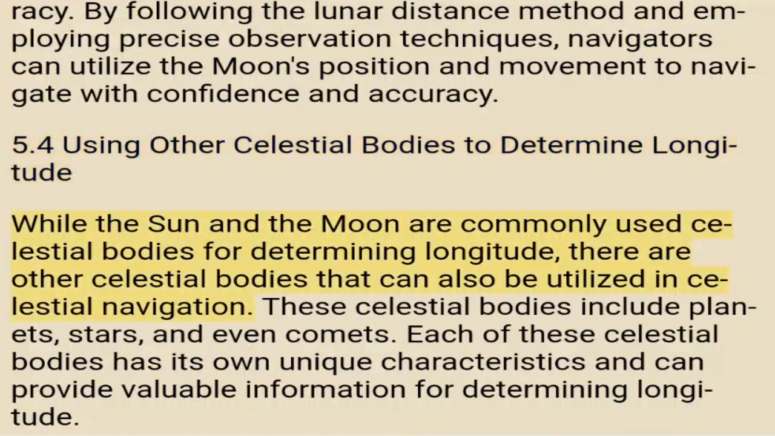While the sun and the moon are commonly used celestial bodies for determining longitude, there are other celestial bodies that can also be utilized in celestial navigation. These celestial bodies include planets, stars, and even comets. Each of these celestial bodies has its own unique characteristics and can provide valuable information for determining longitude.